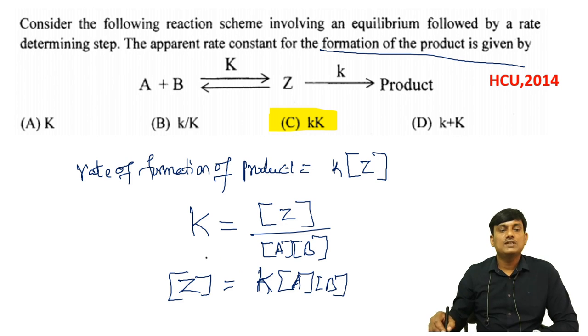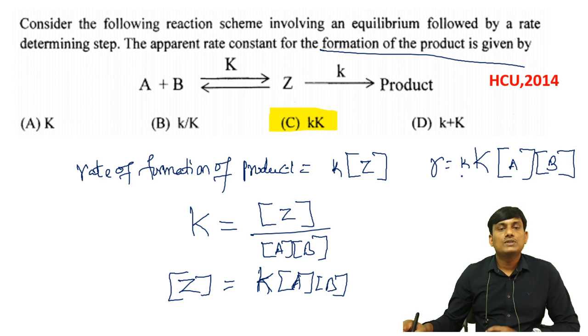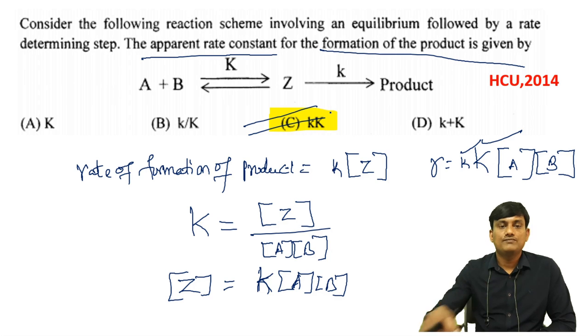So in place of Z we can substitute this. So R is equal to small k, capital K, concentration of A, concentration of B. So here the apparent rate constant is a product of the rate constant small k and the equilibrium constant, so small k into capital K.